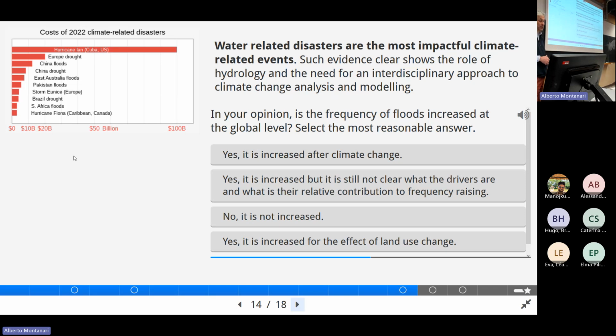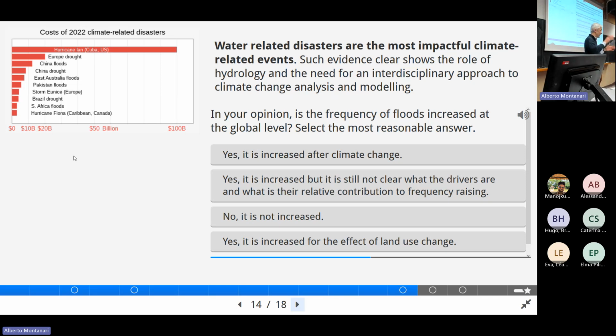Actually, you can understand what the correct answer is because I already made an introduction. Yes, it is increased, but it is still not clear what the drivers are and what is the relative contribution. But it has to be said that the picture is not so clear because here I am talking about the frequency of floods. So if you look at the data on the flood frequency, the situation is not so clear.